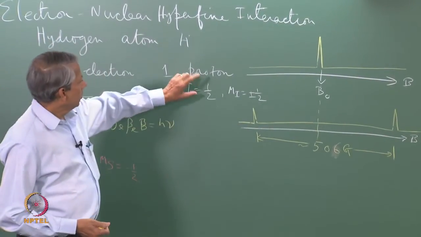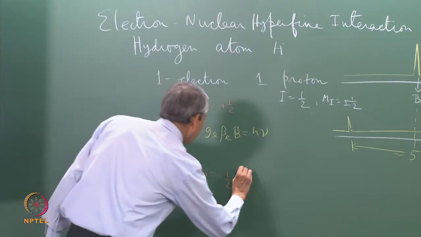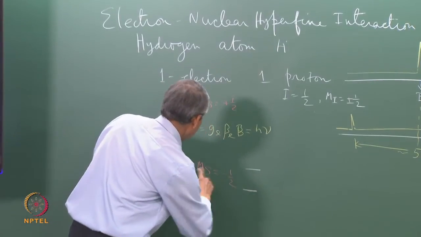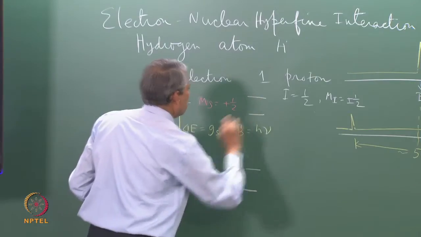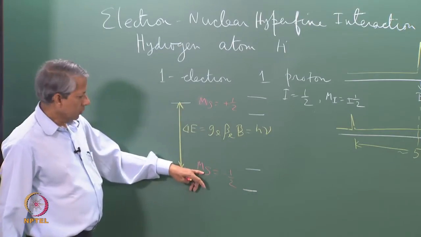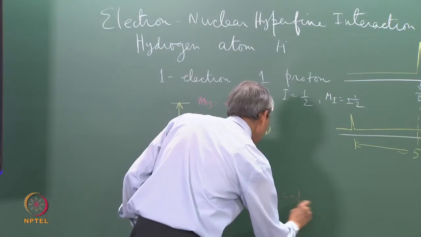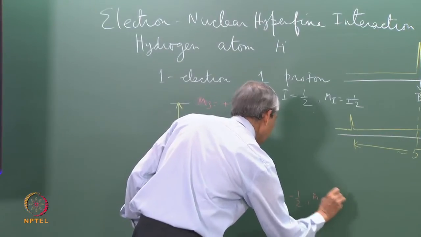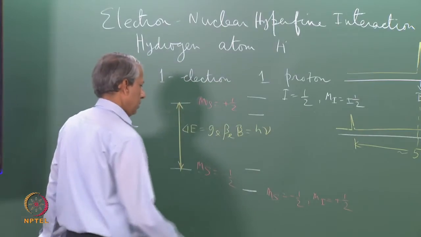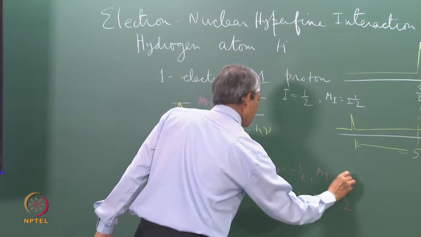So, depending upon the proton spin state, this energy level is going to split now. Suppose it appears this way, that this splits into two. Similarly, this will also split into two depending upon what nuclear spin is associated with the electron spin of minus half. So this could be now ms equal to minus half and mI equal to plus half, let us say. This could be ms equal to minus half and mI will also be minus half.